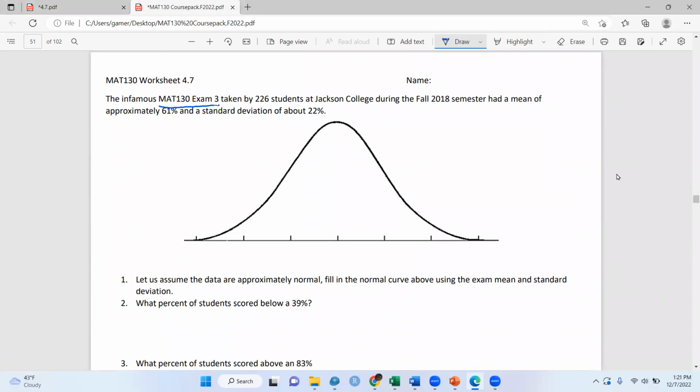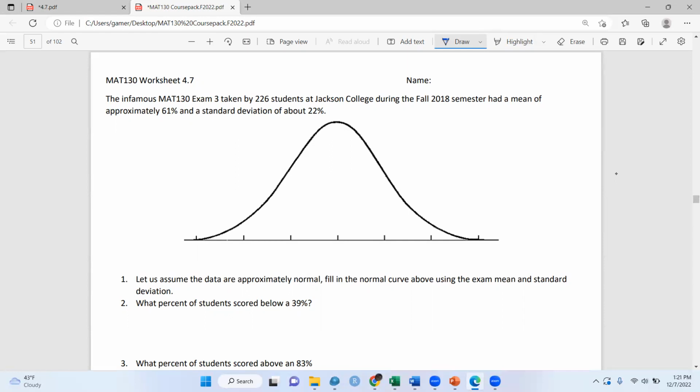Here I'm telling you that there was this infamous 130 exam 3. You didn't have to take unit exams; you all get to do projects instead of exams. Back in the day, we used to do exams that I wrote, and it was a tough exam for students. I had 226 students that took it, and there was a mean of 61% with a standard deviation of 22% on that exam.